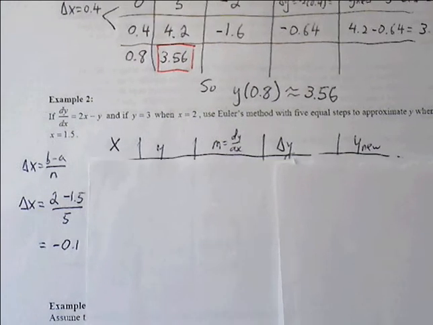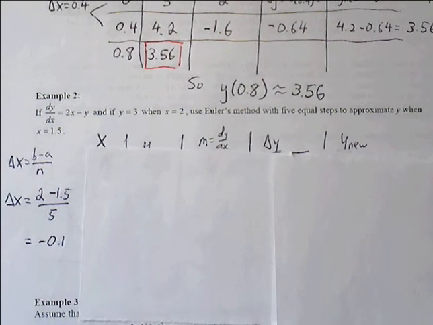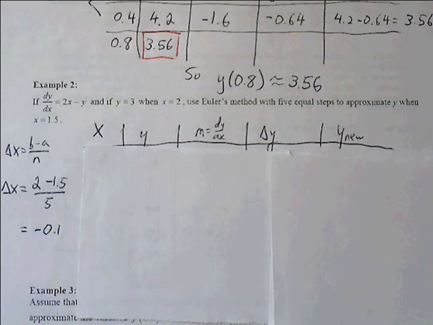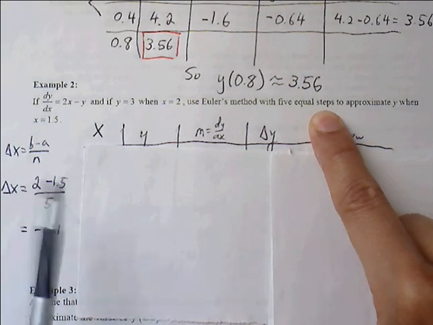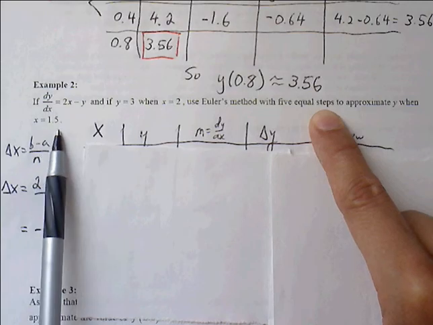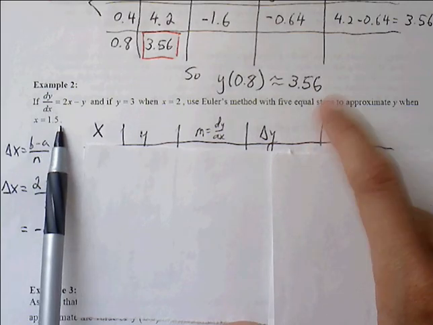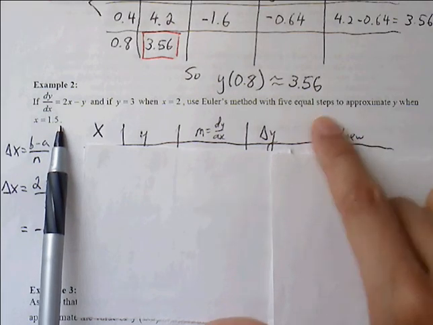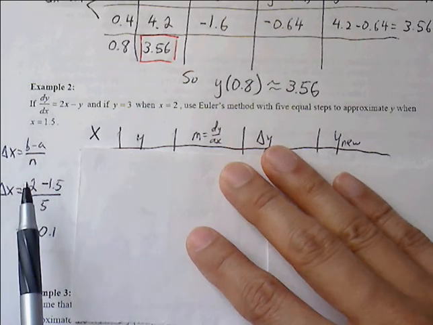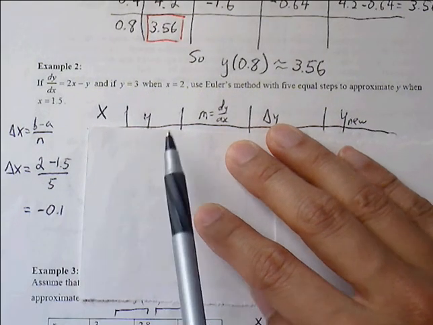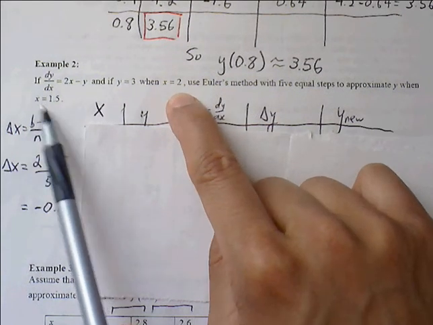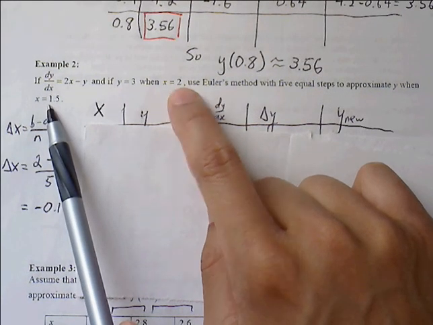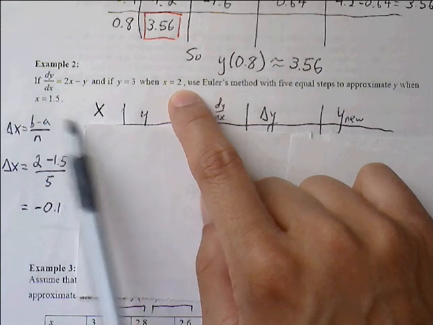Okay, going through another example here, example 2. dy dx is 2x minus y. If y is 3 when x equals 2, use Euler's method with 5 equal steps to approximate y when x is 1.5. So we're starting at 2 and we're ending at 1.5. So our a value is 2, our b value is 1.5.